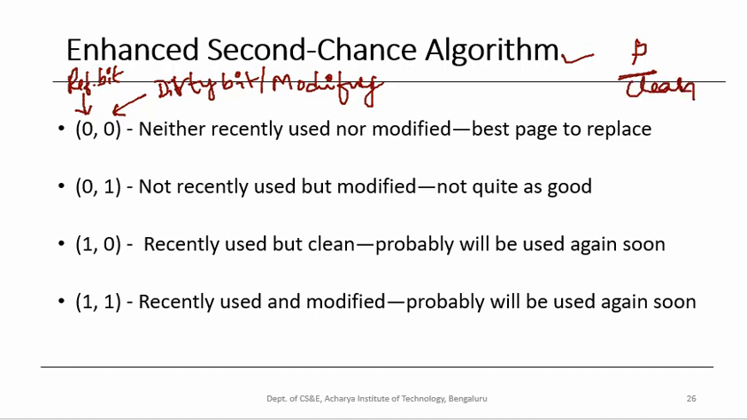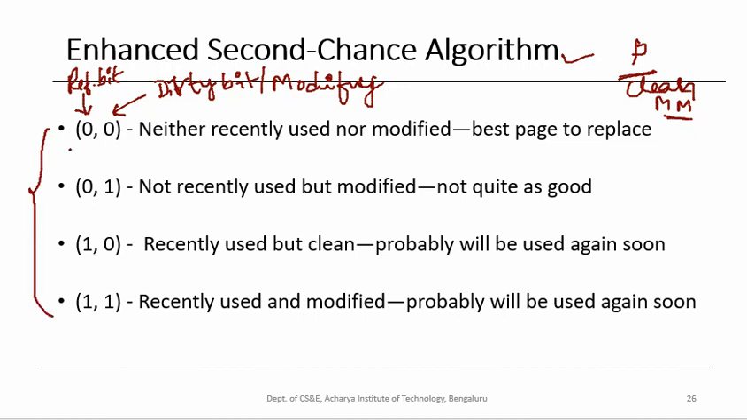That means after it is brought into the main memory, the page has not been modified or updated. That's a clean page. That's the meaning when the modifying bit or dirty bit is 0. So this algorithm makes use of a combination of these two bits. There are two bits, so we can have 4 different combinations.